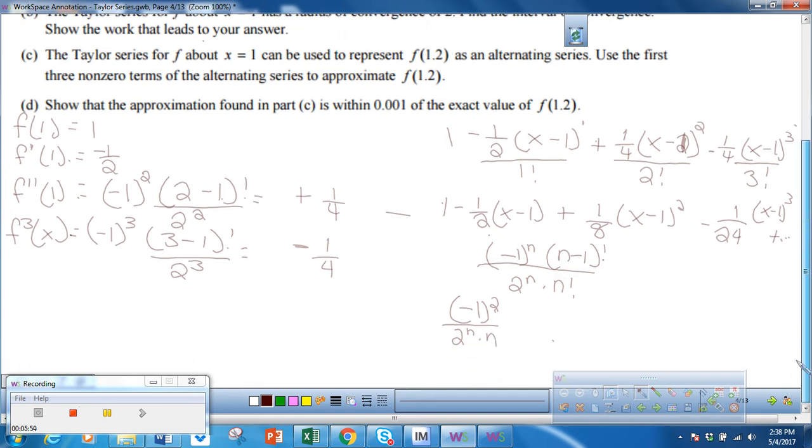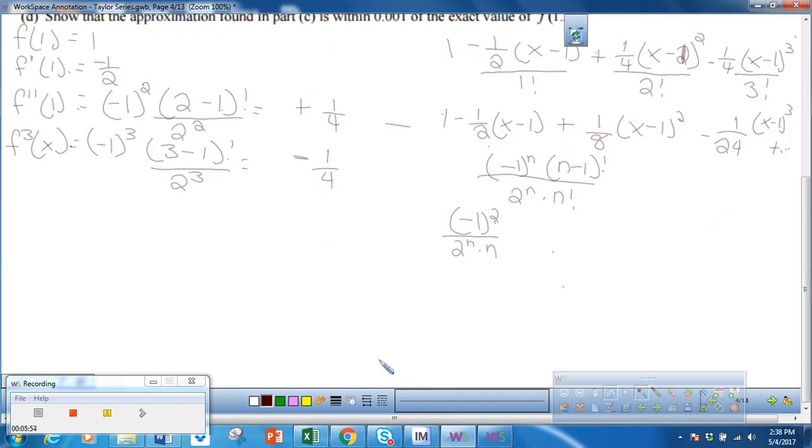So where did the points come from on this question? You got 1 point for the first 2 terms, which everyone should have gotten because that was given to you. You got 1 point for the third term.